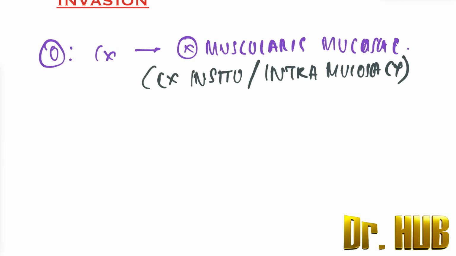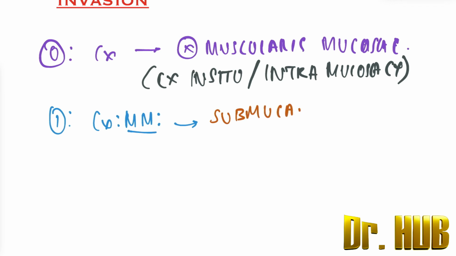Next, there is level 1. Level 1 means the carcinoma invades the muscularis mucosa, and this is into the submucosa, but it is only limited to the head of the polyp.